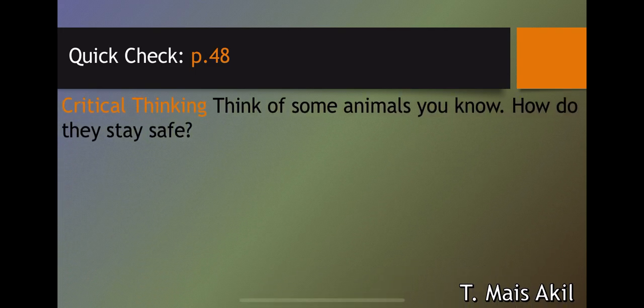Critical thinking. Think of some animals you know. How do they stay safe? We have many different examples of how some animals stay safe. Tell me some of them and I will tell you some. There's, for example, the turtle. The turtle has a hard shell to protect it. There is also a way for the skunk. The skunk sprays a stinky chemical to keep the animals away.